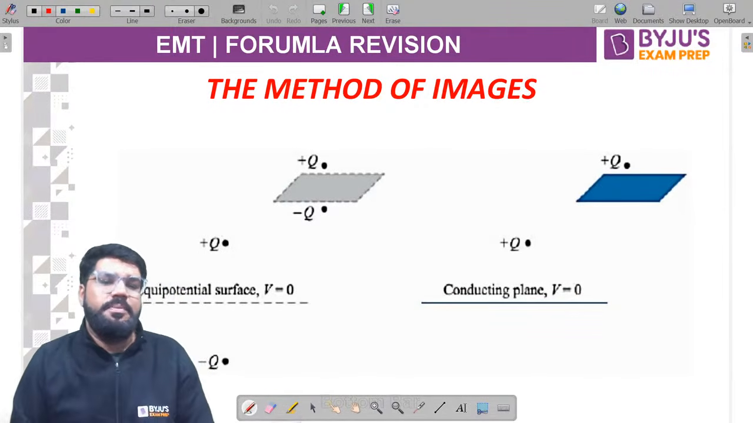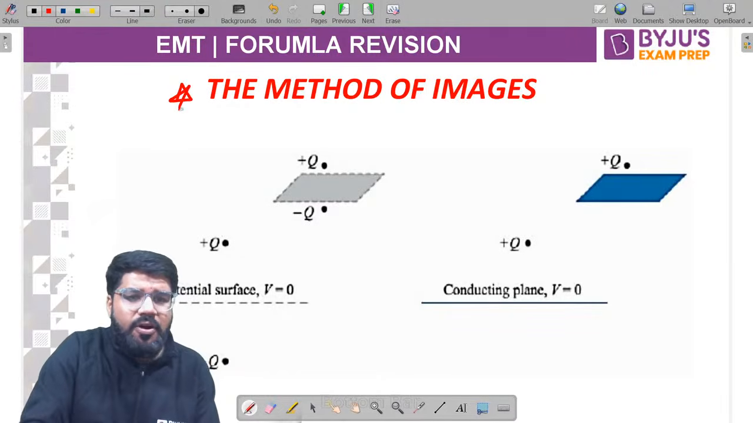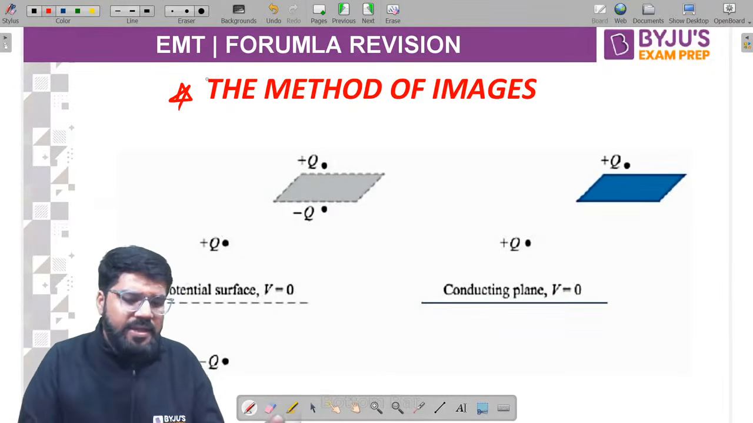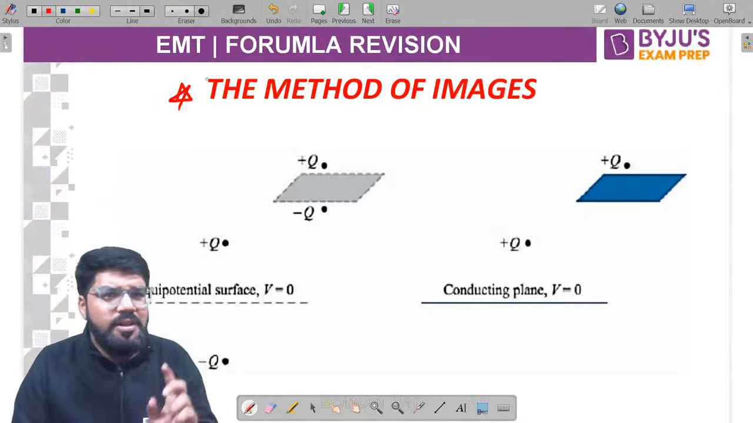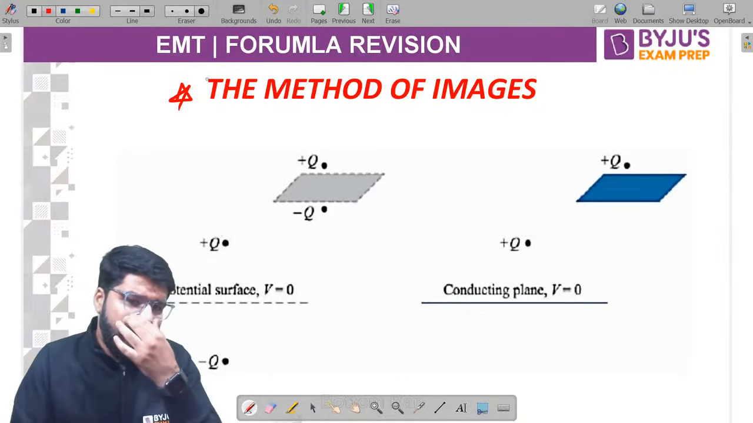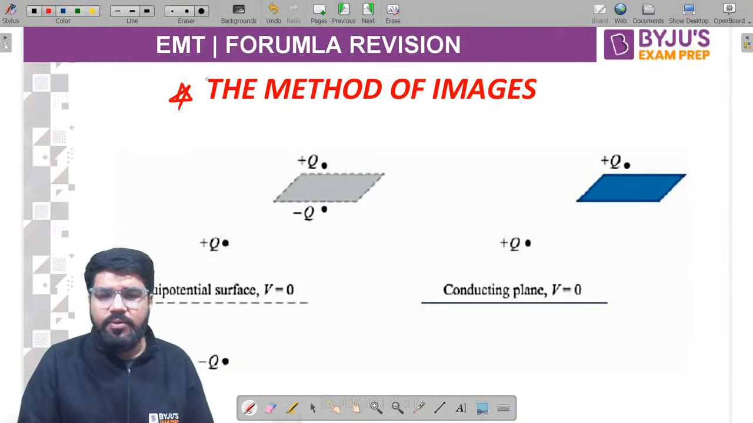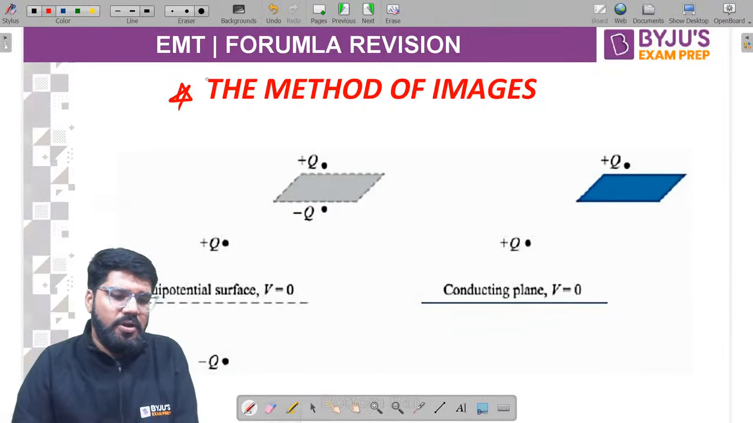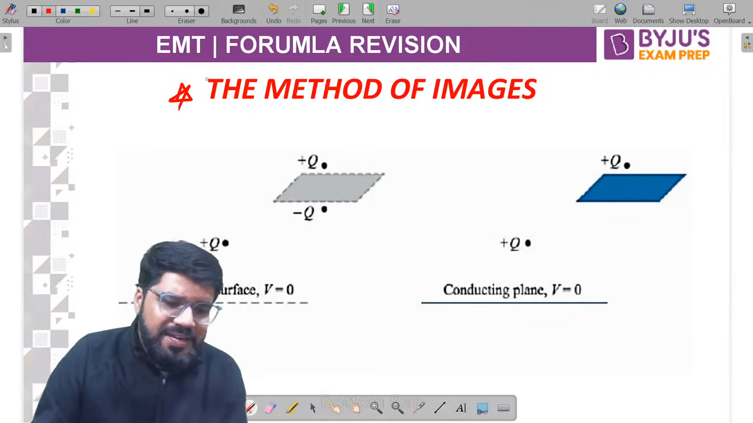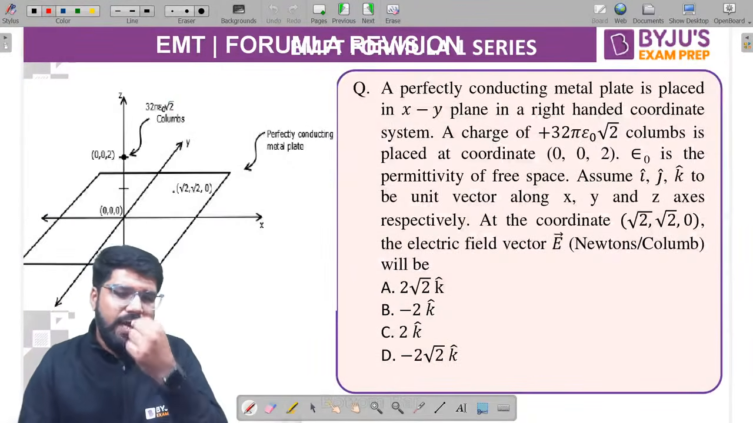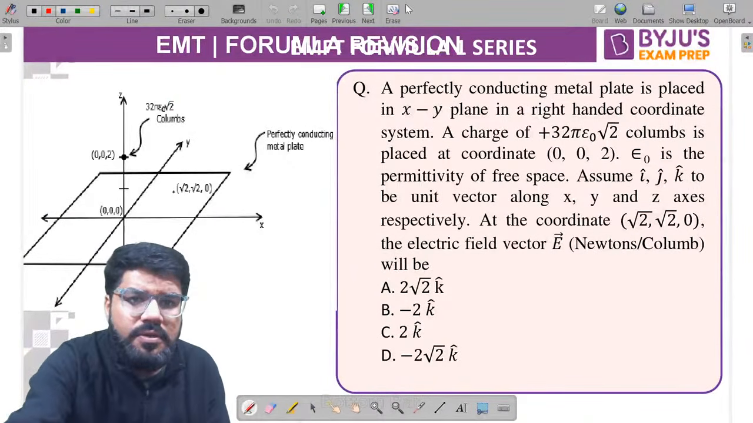Okay, the method of images, this is important. What is the method of images? Rather than explaining the theory and procedure, for this particular topic I'll take a question to explain the thing. It's better to understand this with the help of a question. Hi all, good evening. So let's take a question and understand the method of images.